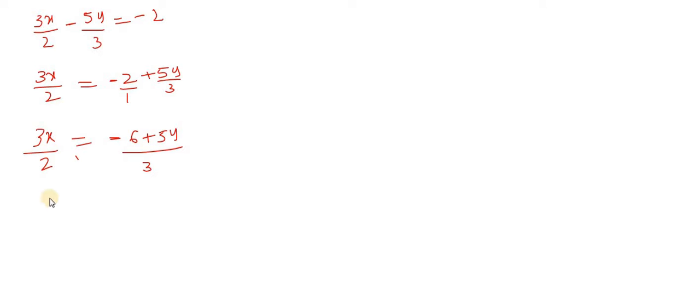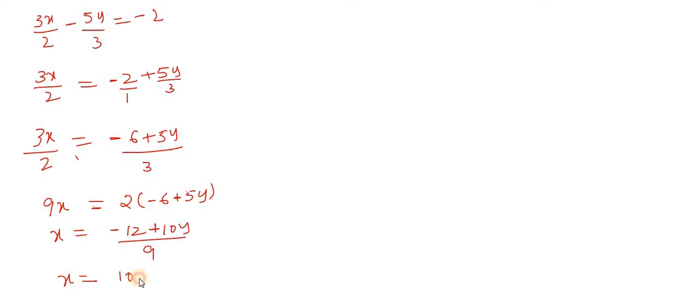So here 3 into 3, that is 9x, which is equals to 2 into minus 6 plus 5y. So here x is equals to minus 12 plus 5 twos are 10y divided by 9. So x is equals to 10y minus 12 divided by 9. So this is equation 3. Call this as equation 3.